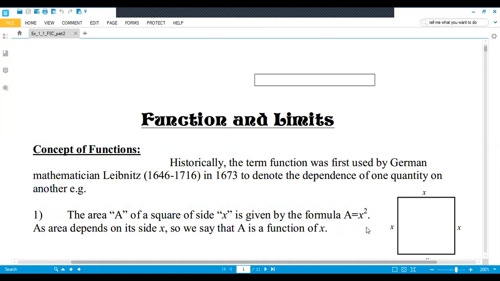How? Because if we change the value of x, automatically the value of area will change. So here area A is the dependent variable and x is the independent variable. As area depends on its side x, we say that A is a function of x.